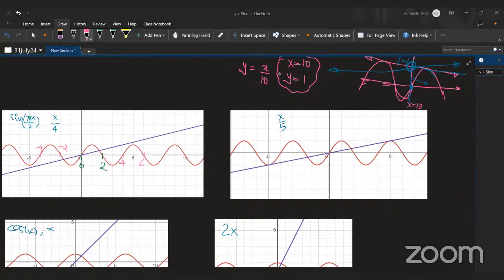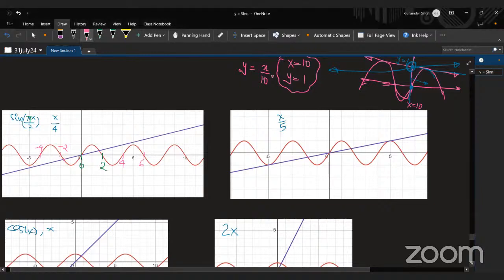And this line is y is equal to x by 4. So these are 1, 2, and 3 solutions.